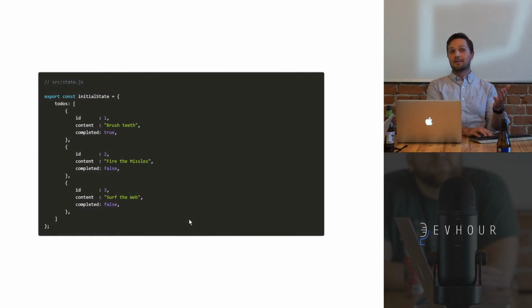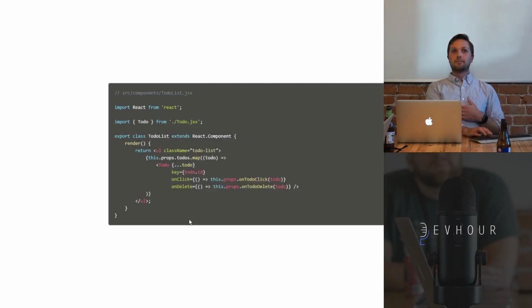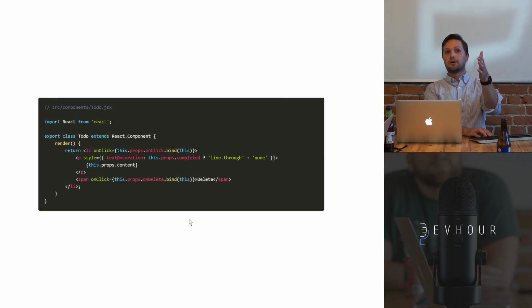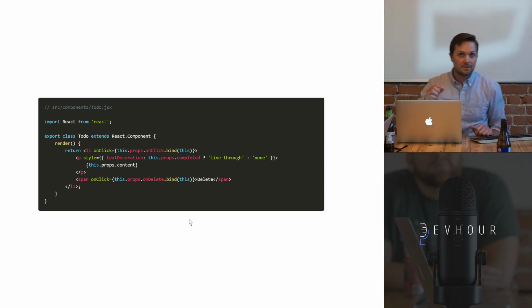I wanted to look back at the data store. This is defining what properties we know to expect on our to-do. So if we go back to our to-do, we know that we have a completed property, a content property, and an ID. So in this render method, we're going to use those properties plus some others that we know were passed in from the to-do list. We have that on-click and that on-delete that we're going to pass to each to-do so they can handle it when it comes time.